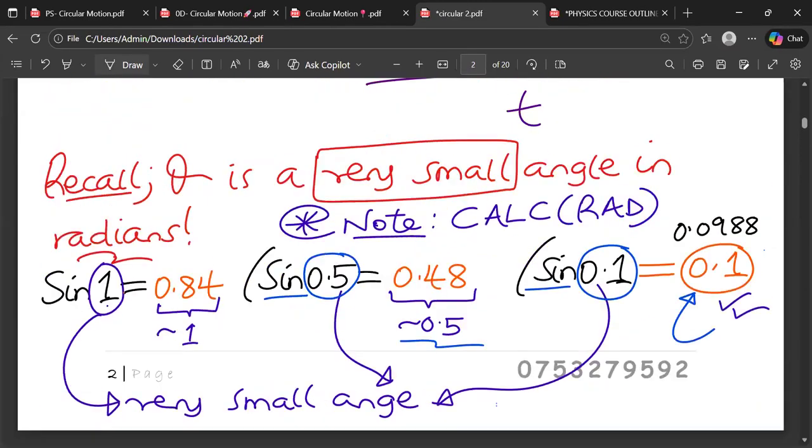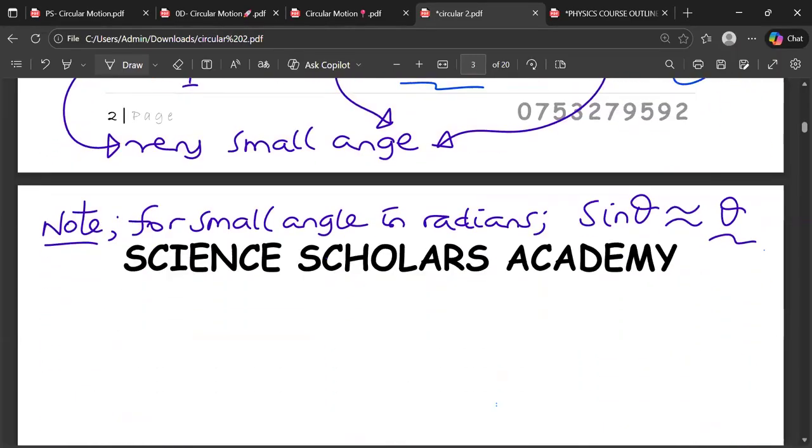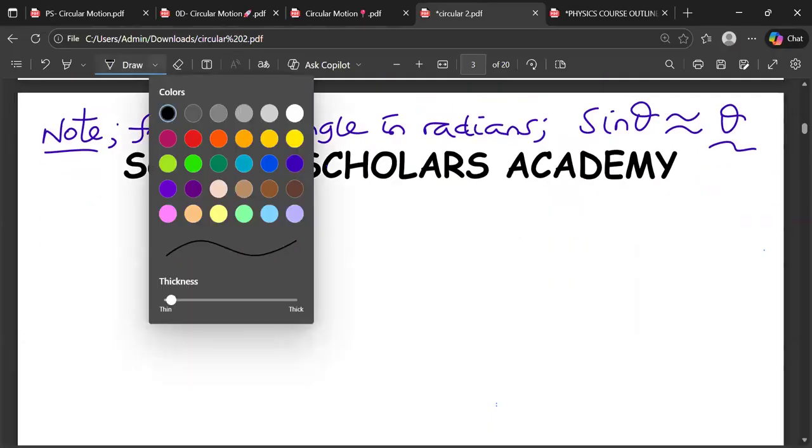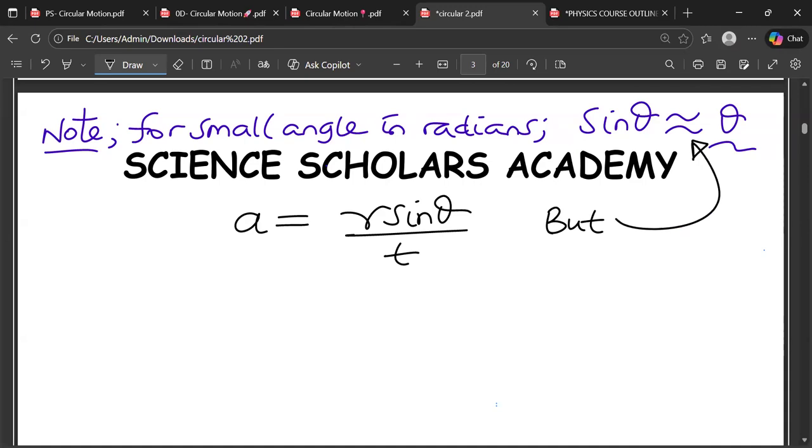But I don't know whether people recall where we are. This is where we are. We are at a point of v sine theta minus 0 over t. So v sine theta minus 0 is just v sine theta. So we are still proceeding with our centripetal acceleration A. V sine theta over t. But what have we said about small angles in radians? Sine theta approximates to theta. And then what next? Therefore, our A will be v theta over t.